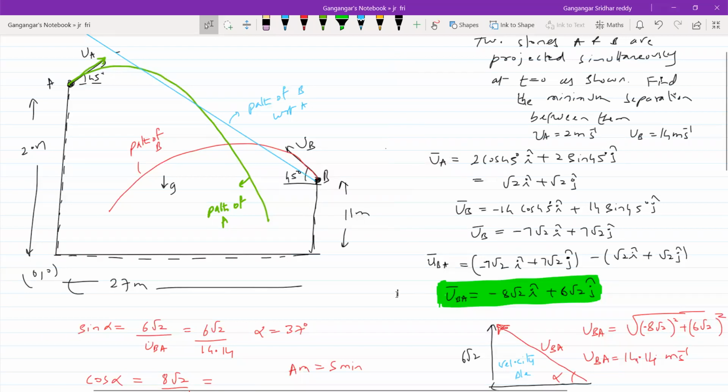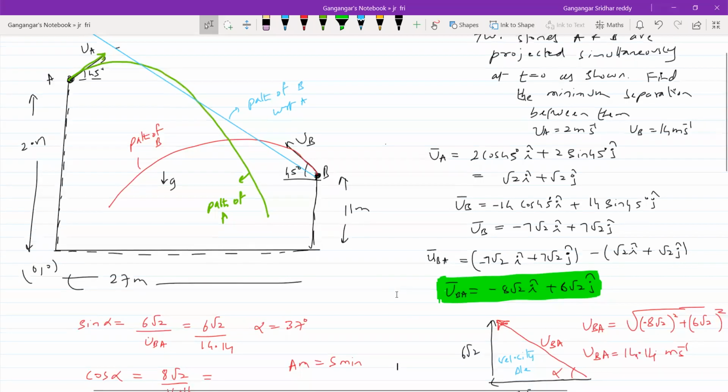So after getting the UBA value, what happened to gravity? The relative acceleration is 0. So with that, now we'll proceed in this way. Then we'll get the velocity triangle after getting UBA. Then there I'll find out sin alpha.